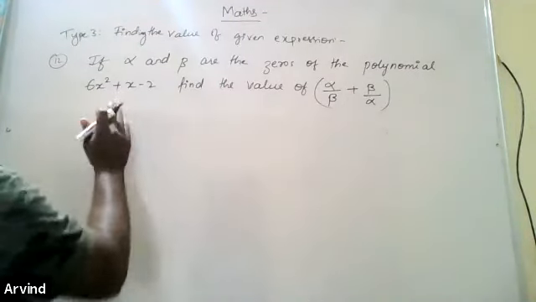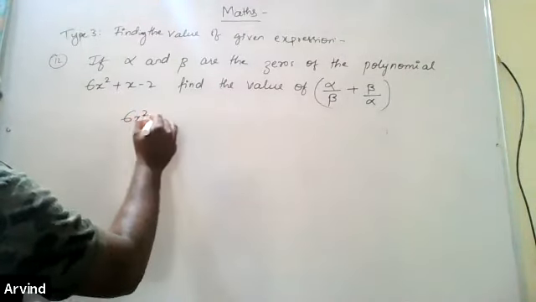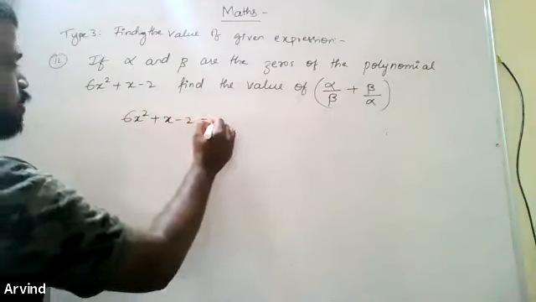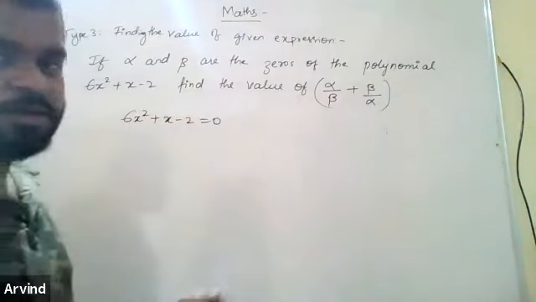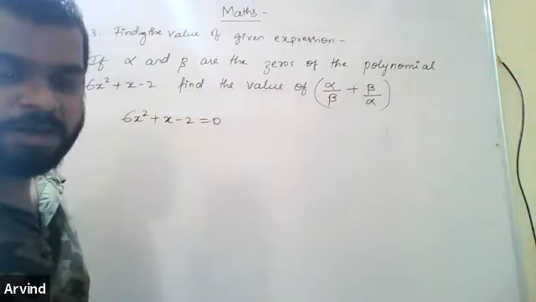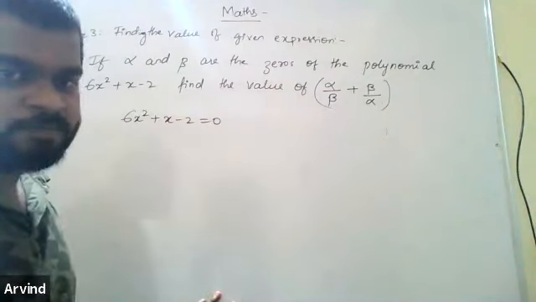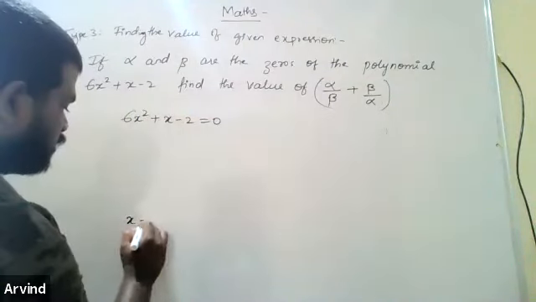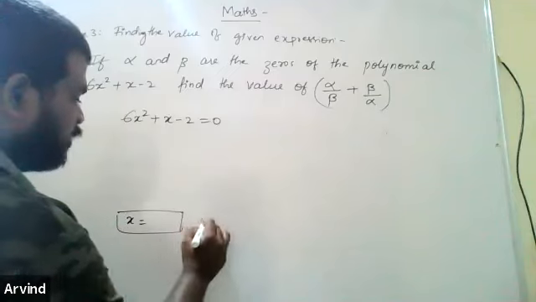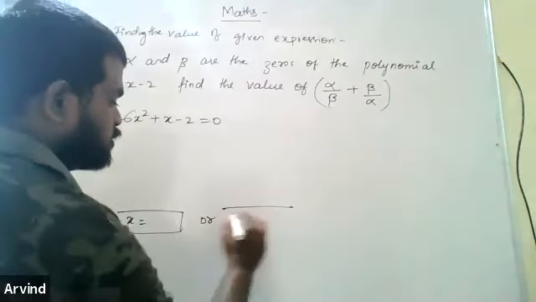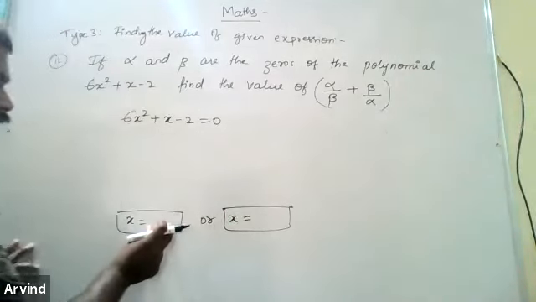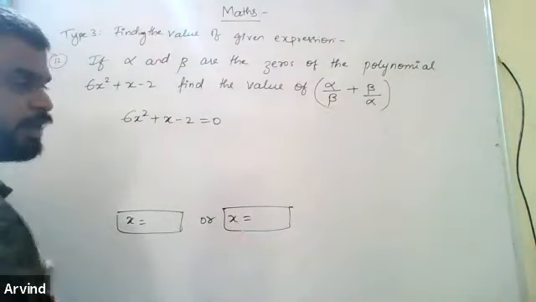Okay, let's find alpha and beta. How do we find alpha and beta? We have to solve this using the factorization method. Okay, x minus 2 equal to 0. Will you solve it? Will you find the value of alpha and beta? Same thing, factorization method. x will have two values. One we take as alpha, the other one you have to take as beta.